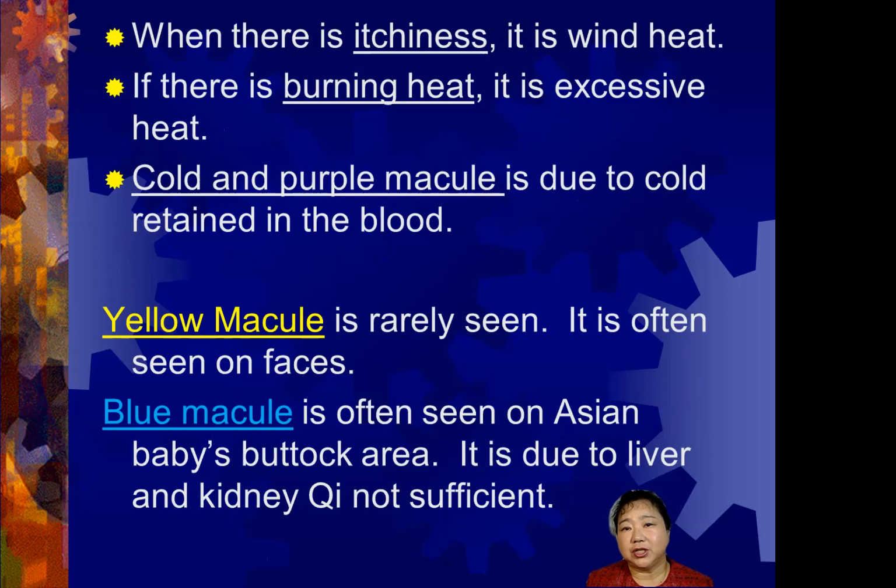When there's itchiness together with the macule, it shows there's wind heat. If there's burning heat, it is excessive heat. Cold and purple macule is due to cold retained in the blood. Yellow macule is rarely seen. It is often seen on faces. Blue macule is often seen on Asian babies' buttock area. It is due to liver and kidney qi not yet being sufficient.